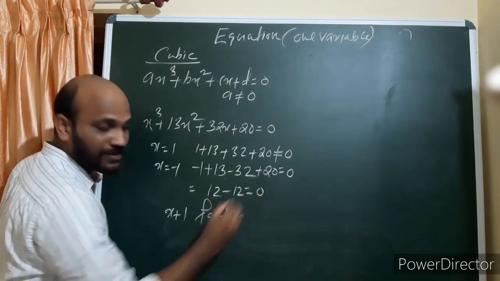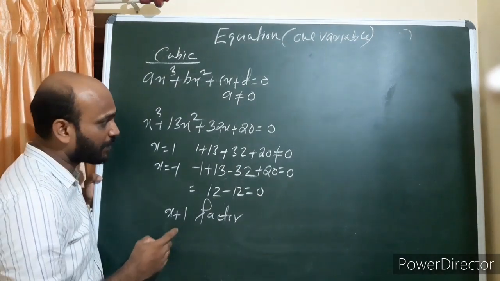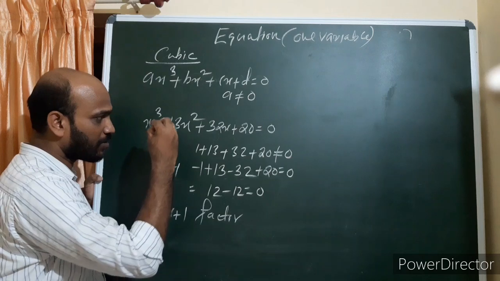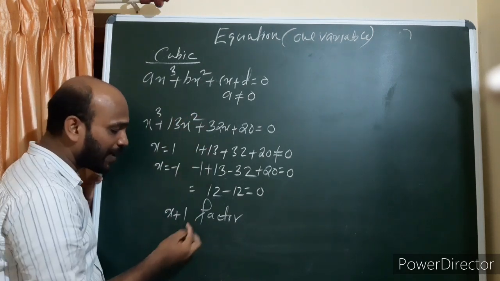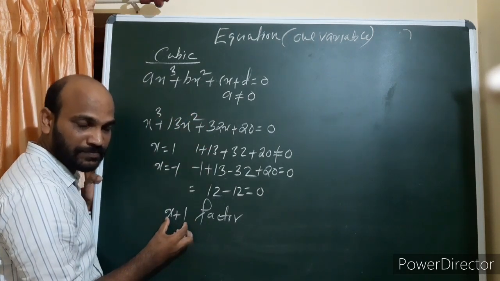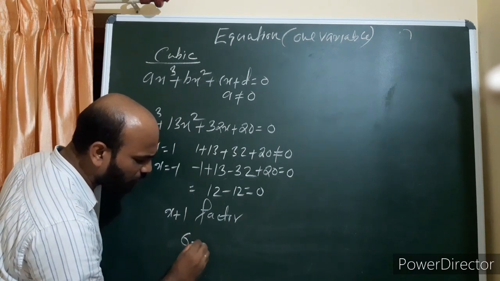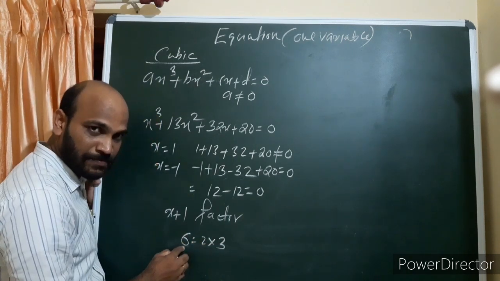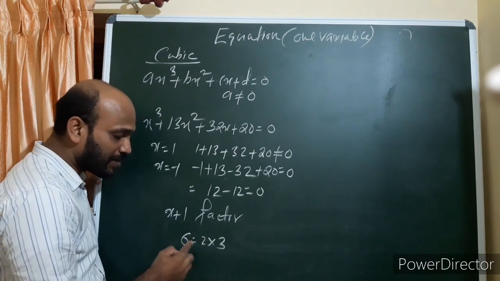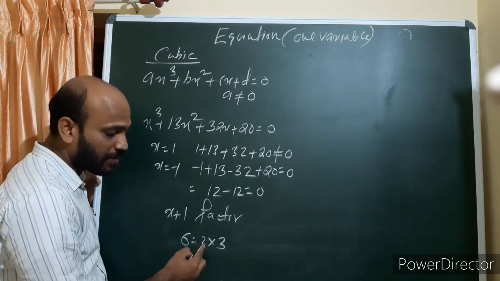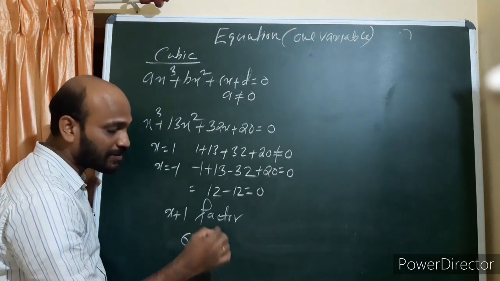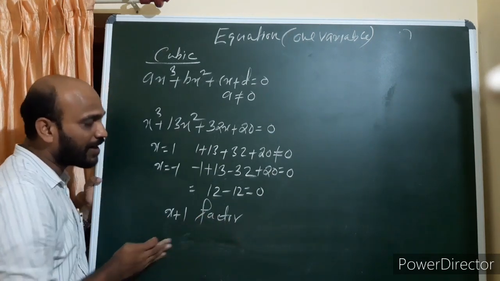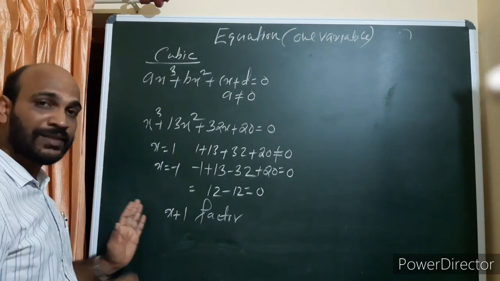What is the meaning of factor? That means we can divide this cubic equation or cubic polynomial completely with x plus 1. So for example, suppose 6 equal to 2 into 3. 2 and 3 are factor of 6 because we can divide 6 completely with 2 and we can divide 6 completely with 3. Complete means remainder will be 0. So we can divide this expression completely with x plus 1.